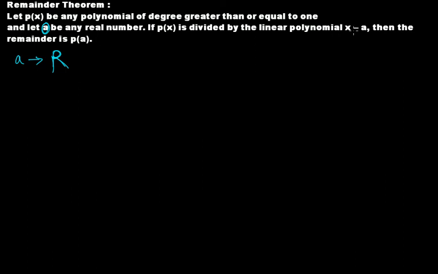It's saying that if your linear polynomial is of the form x minus a, tell me what will be its zero. So the zero will be what?